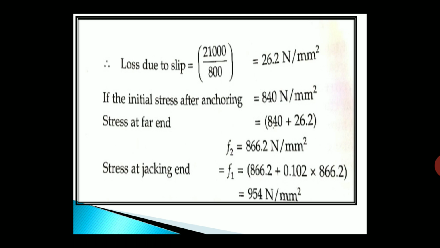Here we got two answers, F1 and F2, both have to be greater than the initial required stress, which is 840. So here the first part of the example gets over.